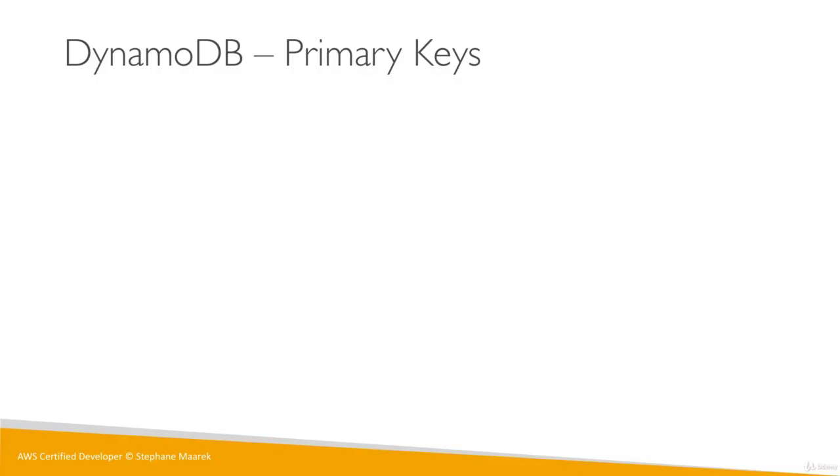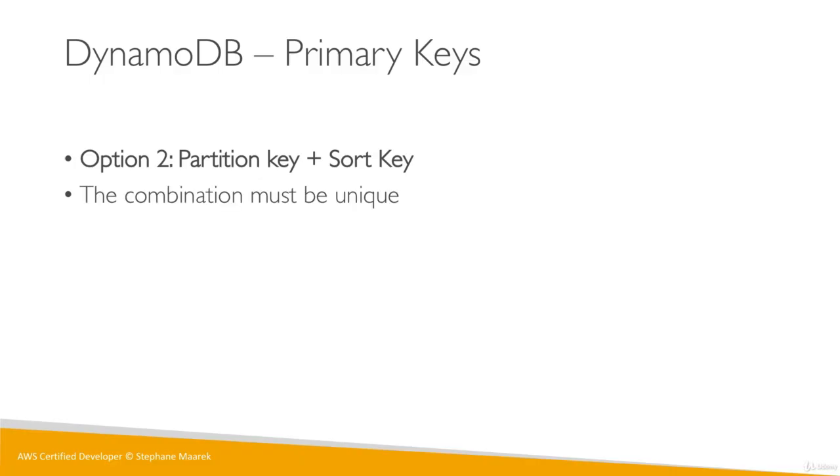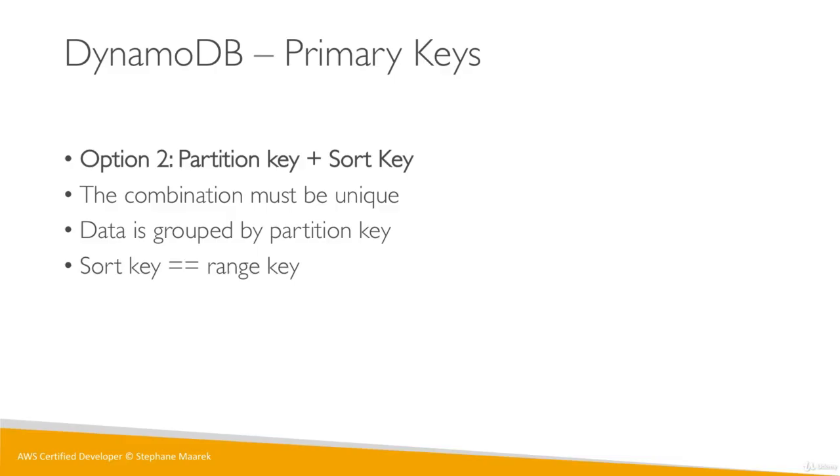So this looks like a traditional table. Option 2 is what makes it more DynamoDB specific, which is that your primary key can be a combination of a partition key and a sort key. The combination of the partition key and the sort key must be unique. This is why it's called a primary key. But the data is going to be grouped physically by DynamoDB under a partition key. So all the data sharing the same partition key will be together, and then it will be sorted by the sort key. Sort key is also called range key.